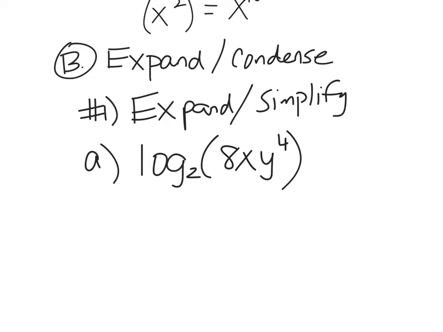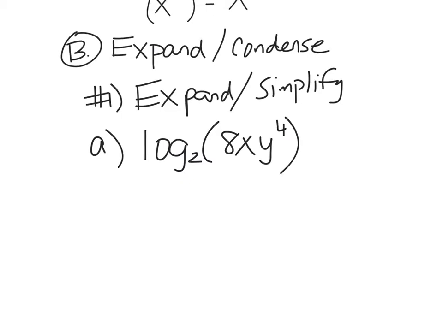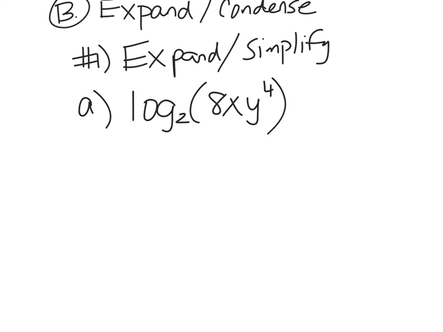Now I like to tell you the mistakes that people make so that hopefully you won't. A lot of times people will think that the 8x is one thing and y to the 4th is one thing. But that's not true. There are 3 different things here. Okay? So we're going to expand this into 3 logs. So always think of the number as its own thing, the x as its own thing, and the y to the 4th as its own. Okay? So here we go.